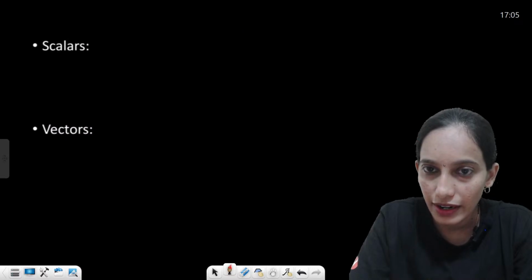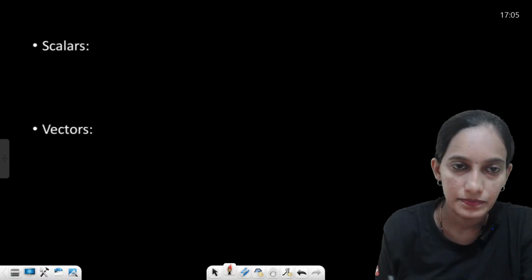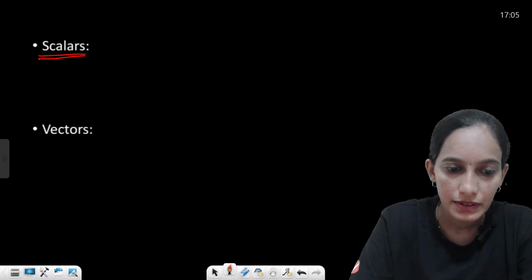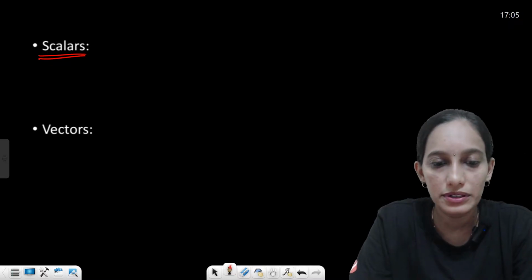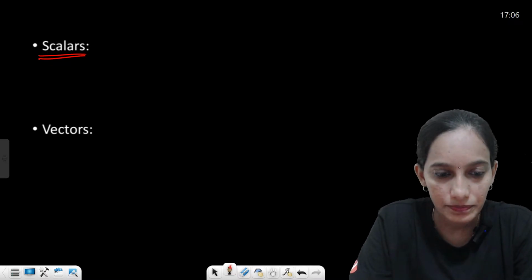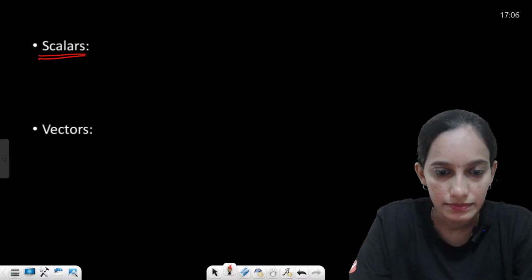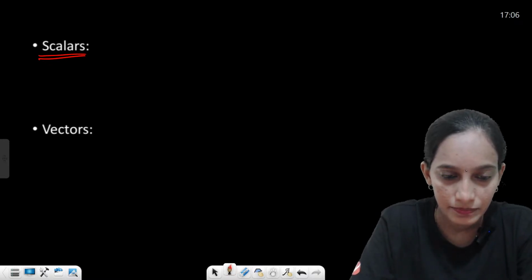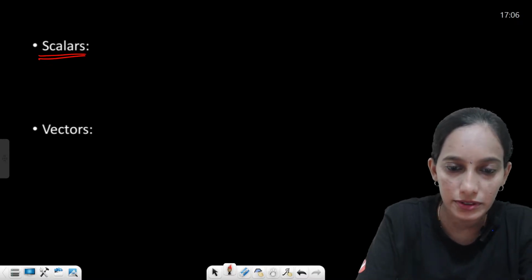So moving ahead to something called scalars and vectors. Can someone tell me what is a scalar? I think in the last chapter also you may have learned a little bit about scalars. What type of physical quantity do we call a scalar? Yes, can someone tell me? Can you respond in chat? I'm just waiting for your response.